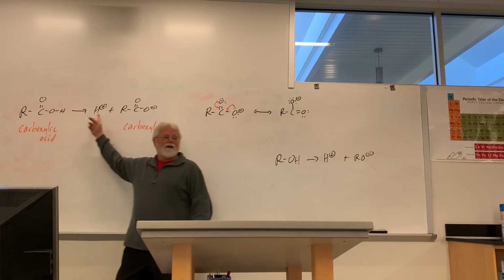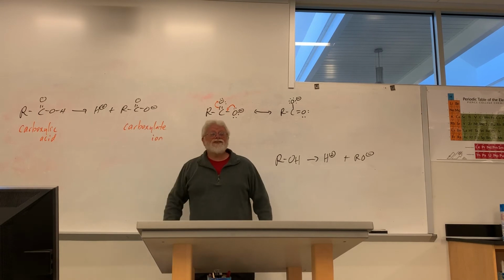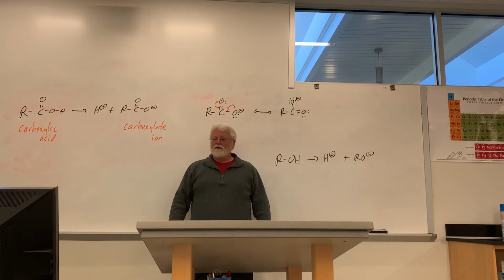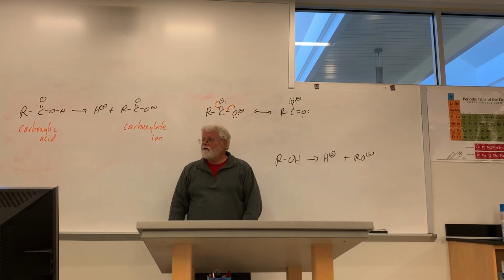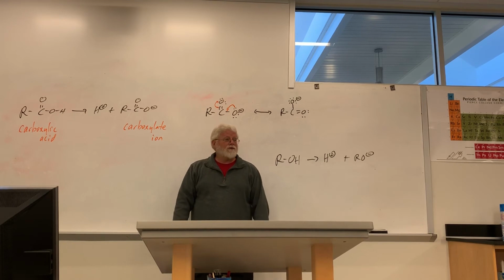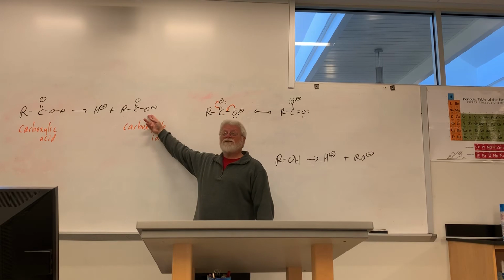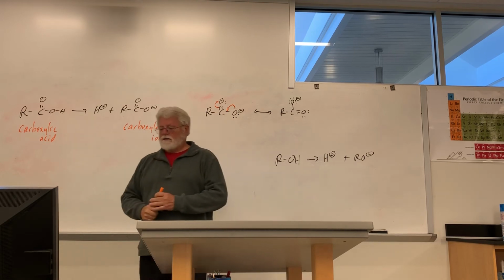Any reaction that produces a resonance stabilizable species is going to occur to a greater extent than if you're producing a non-resonance stabilizable species. This is why we call these things carboxylic acids. This is why they're substantially acidic, because we produce a resonance stabilizable anion.